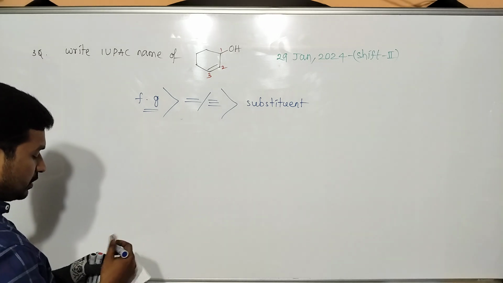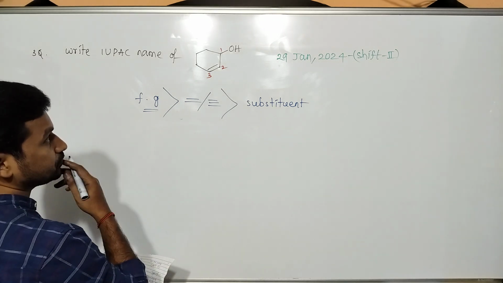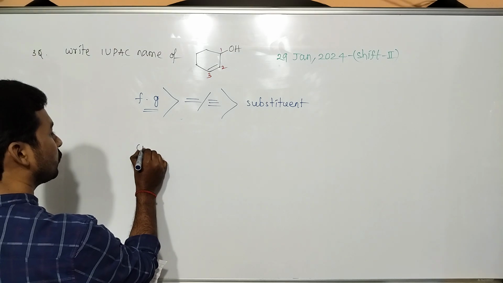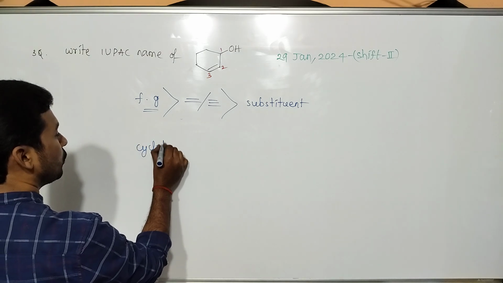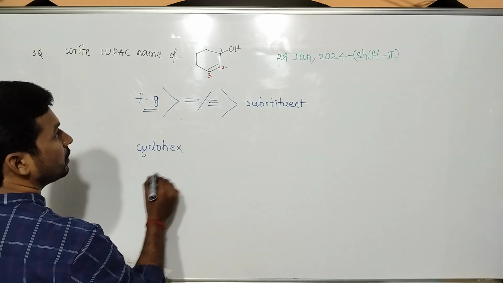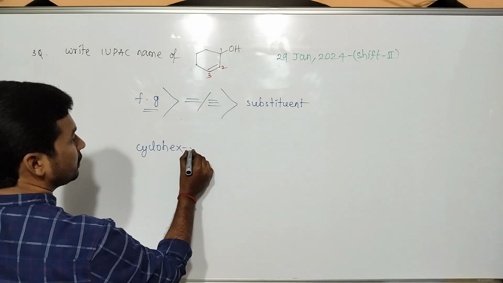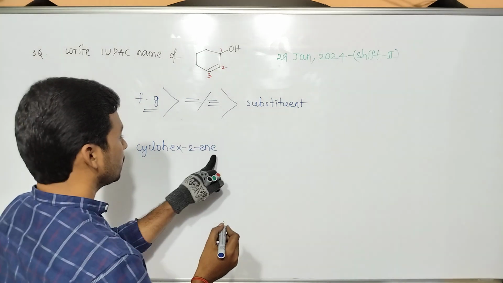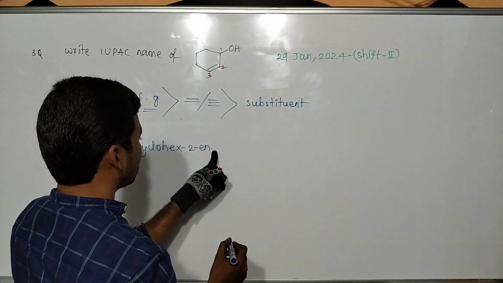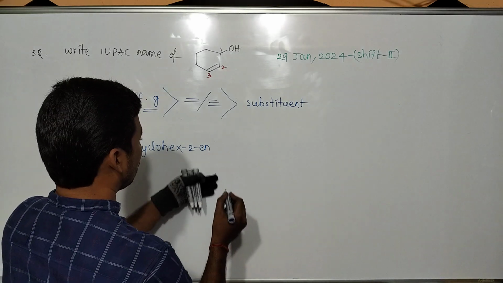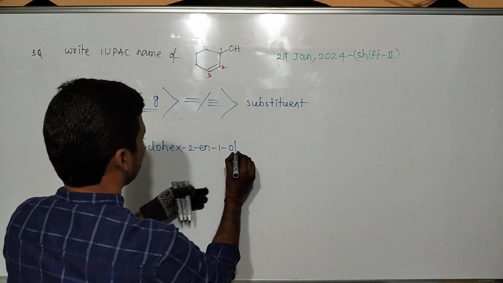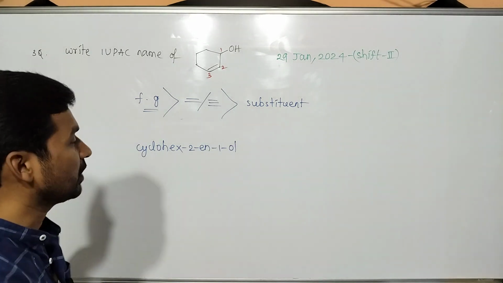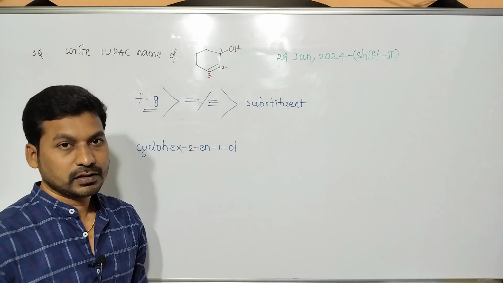In that way, what is the IUPAC nomenclature? First the primary prefix cyclo, root word hex, primary suffix 2-ene, and secondary suffix is ol. Secondary suffix is ol, on the first position, 1-ol. Cyclohex-2-en-1-ol is the IUPAC name of this molecule.